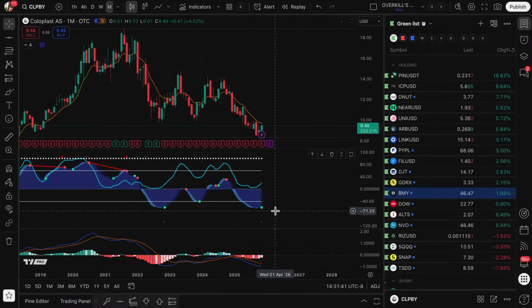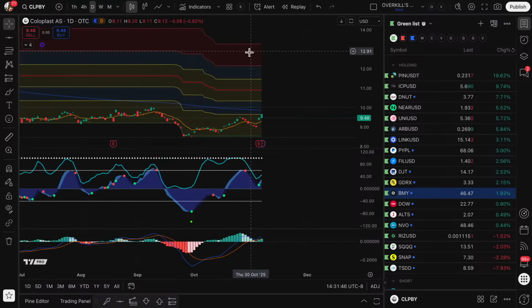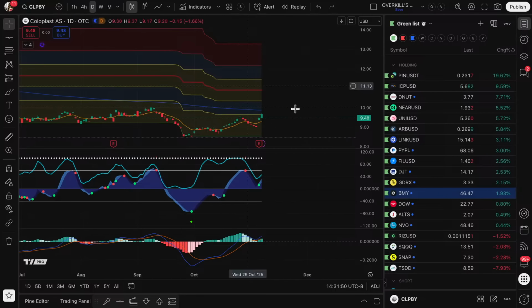That one's an OTC stock. It does have the green monthly, so that looks good. I can't trade this one, but target would be up there at 13. Okay, another, they make $1 billion, but it's an OTC stock, so that's not going to be on Robinhood. I use Robinhood to trade stocks.